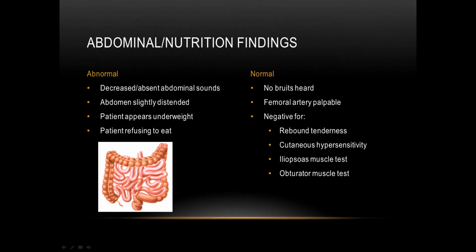Because of her lack of activity and increased nutritional needs for wound repair, it is important to perform an abdominal and nutritional assessment on Lydia. Upon auscultation of her abdomen, we would find decreased or absent abdominal sounds because of her inactivity and pain meds. We might also see distension of her abdomen due to constipation. We would also note that Lydia appears underweight and that she is refusing to eat without her husband present because of a delusion that the hospital is trying to poison her.